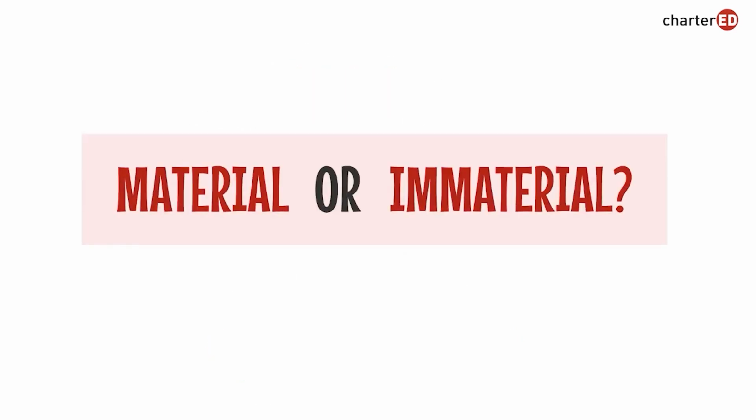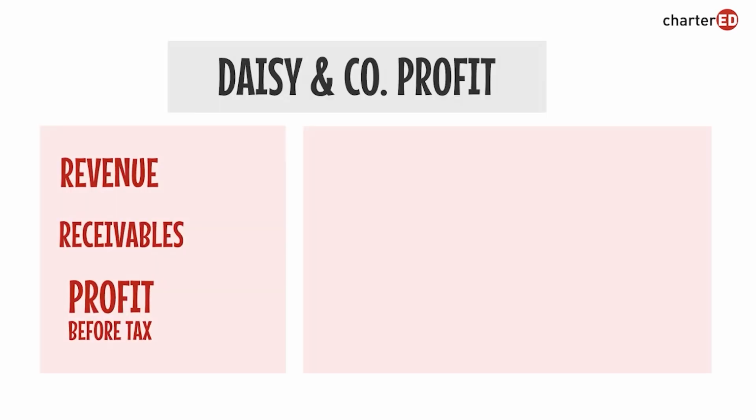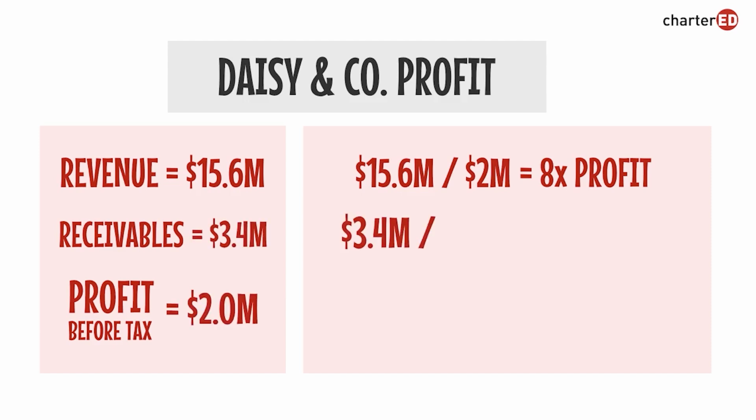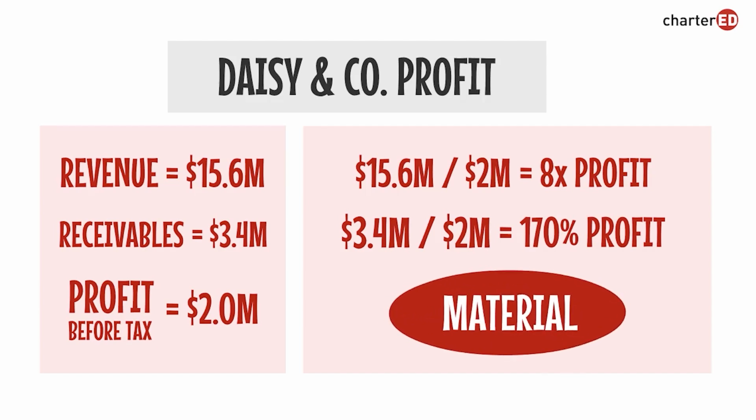Now, is this issue material or not? Well, if we look at the amount of revenue that auditors could not test for, which is $15.6 million, and compare it against Daisy Co.'s profit of $2 million, we can observe revenue that is almost 8 times their profit. Don't forget, we also have untested receivables worth $3.4 million, which would make it about 170% of Daisy Co.'s profit. With these large numbers, we can safely say that this matter is material.